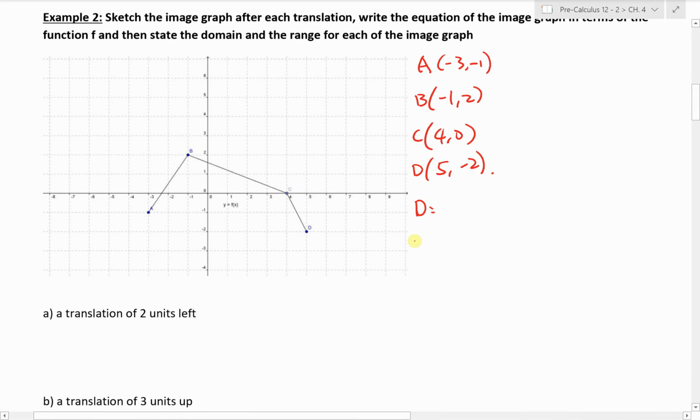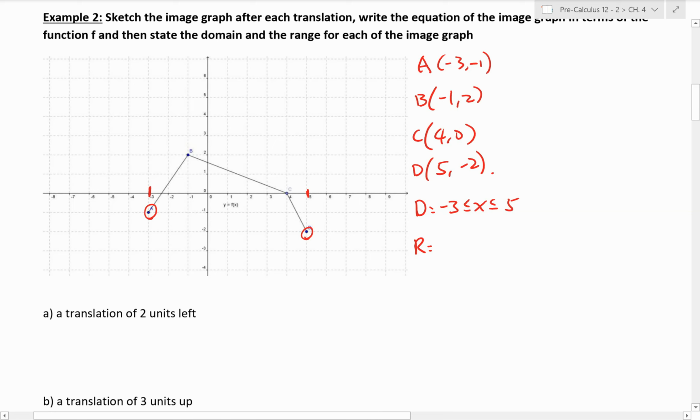Actually, I'll figure out domain and range here for the original function first. Recall, domain is about the possible x values. So what are the possible x values for this function? If I look at this graph, my possible x values go from -3, here is my leftmost point, to the rightmost point right here, which has x value of 5. So the domain is going to be from -3 to +5.